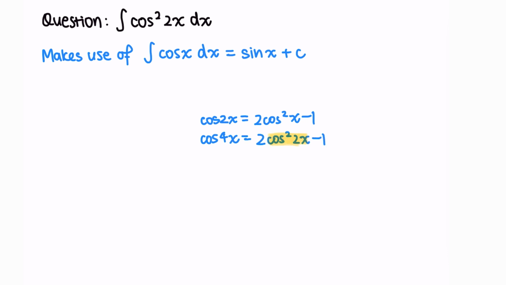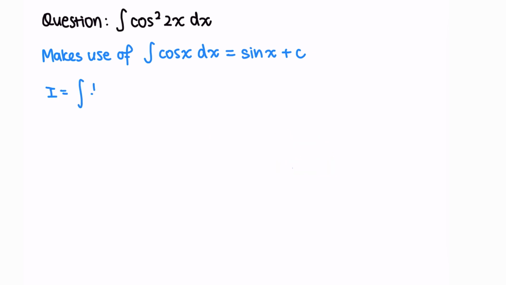I can see a cosine squared 2x there. That means that cosine squared 2x is actually just half cosine 4x plus half. So my integral is actually just half cosine 4x plus half.